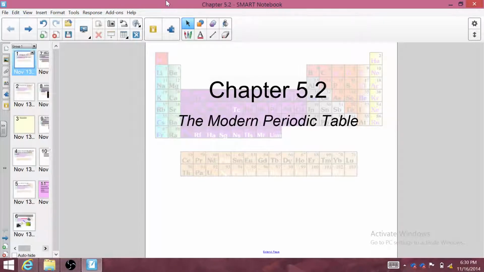Hello! Today we're going to talk about Chapter 5.2, which is all about the modern periodic table. I know you guys already know about Mendeleev and how he came up with the general layout of the elements in the periodic table, but today we're going to start talking about trends that we see within the table.